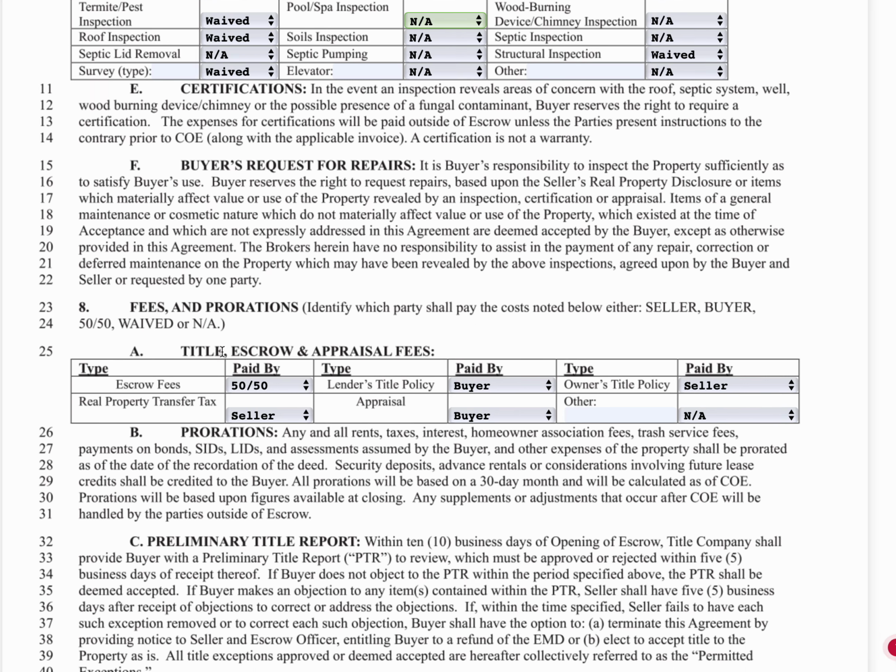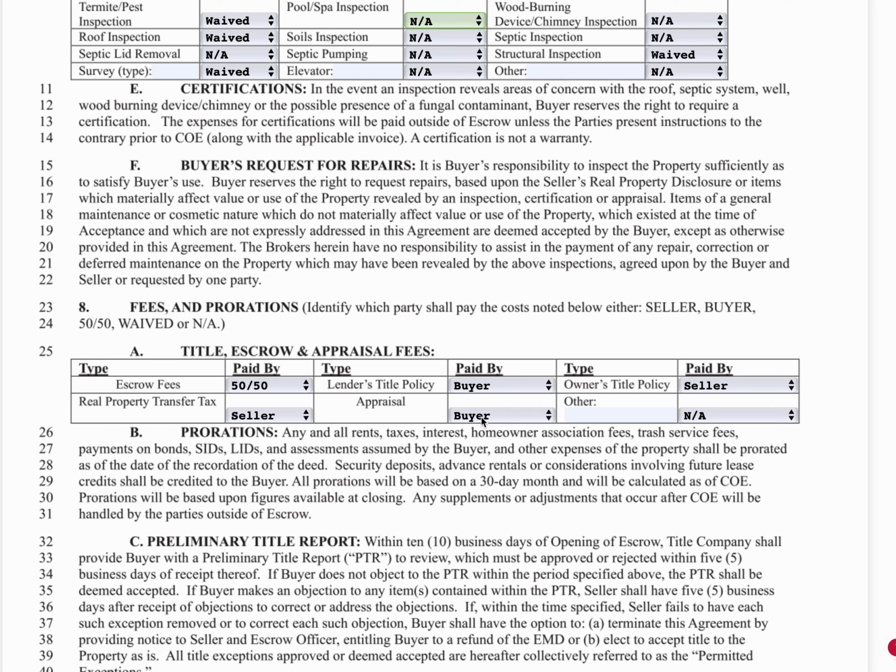Okay, here we go with the fees and prorations. So basically, escrow fees usually split 50-50. Real property transfer tax, again, the seller usually pays for this. Lender's title policy, that's basically kind of like a Carfax, indicating that the property is going to be clear of all liens. Basically you want a clean title, and that's what the escrow company is going to go ahead and do.